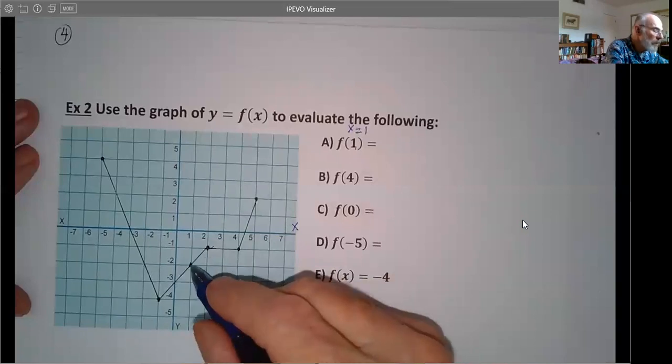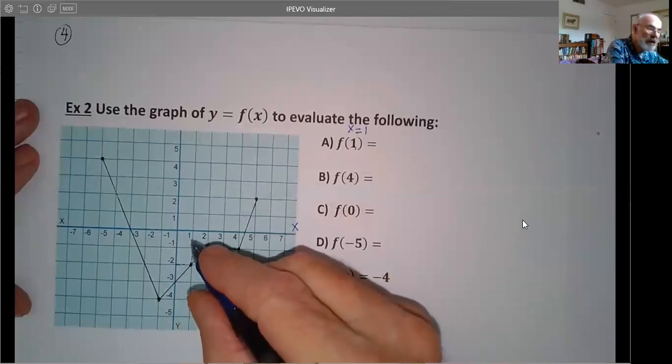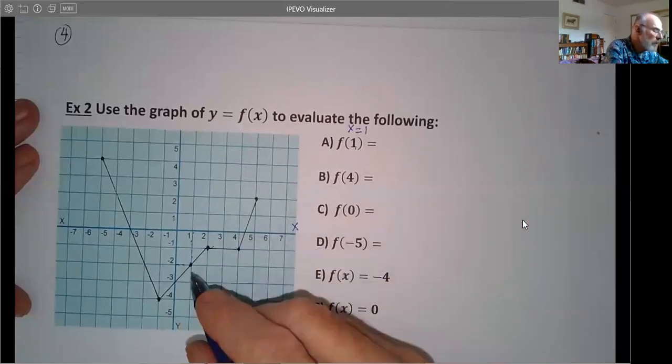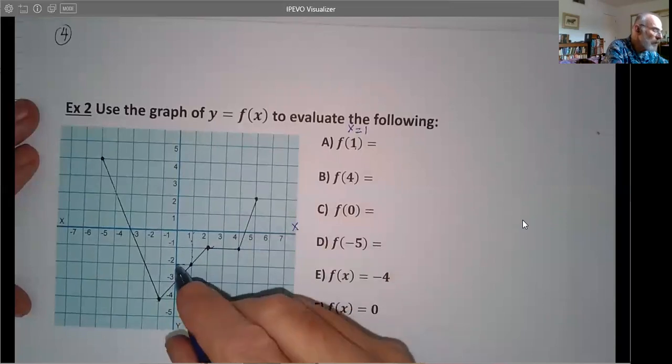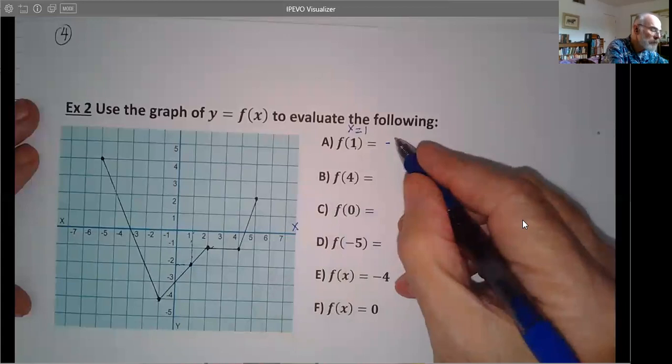And the y coordinate there is -2. So here I'm just going to show you with dotted lines what to expect. Okay, that's how you find it. Here's your 1. You go down to the line, and then over here -2. It has to be your output. So you would write -2.